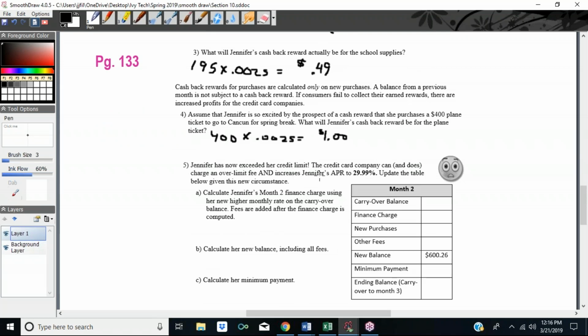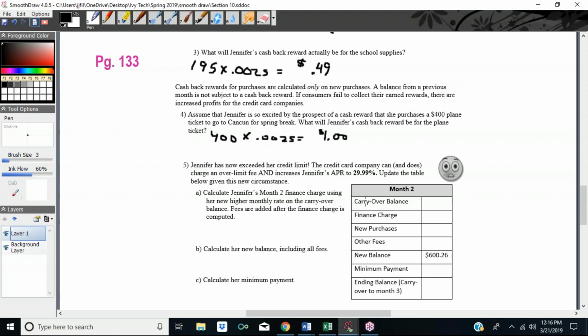All right. So Jennifer has now exceeded her credit limit. Oh no. The credit card company is going to slam her with fees and change her APR to 29.99%. Obviously, I'm not reading it as written. I have to make it more exciting. Update the table below, given this new circumstance. So let's see. We have to calculate Jennifer's month 2 finance charge using her new higher monthly rate on the carryover balance.